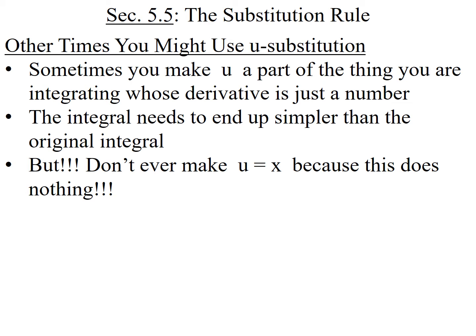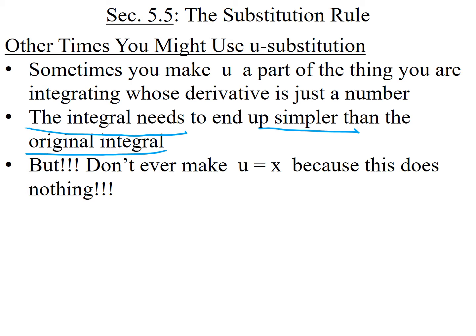So this first example says sometimes you're just going to make u a part of the thing you're integrating just so that the new integral you get is simpler than the old one. The new integral needs to be simpler than the original one so that you can integrate it. Because if you could have integrated it at the beginning, what do you need to do u-substitution for? You want to turn it into a different integral that's simpler. Okay, so it says here you want to make u part of the thing whose derivative is just a number. So if you see some big piece of the thing you're integrating whose derivative is just a number, you might try that as your u.